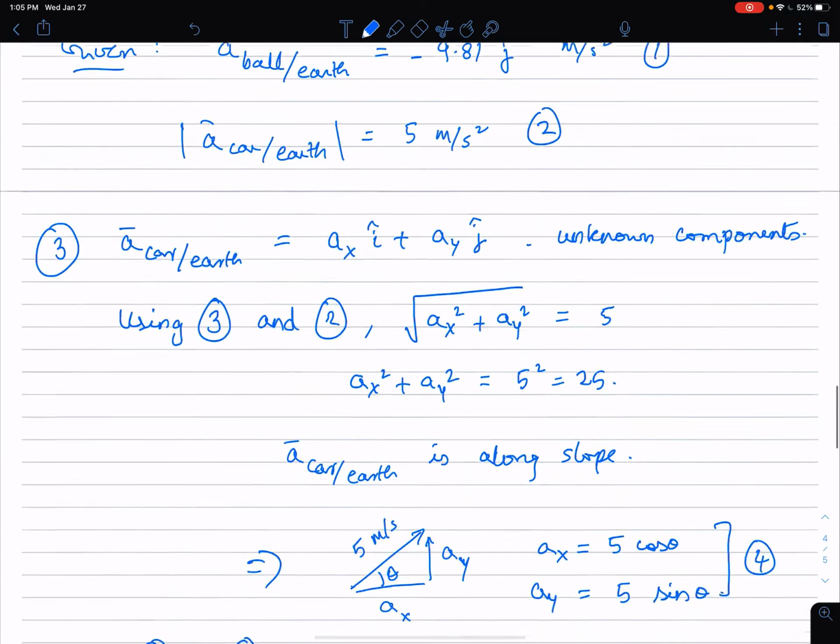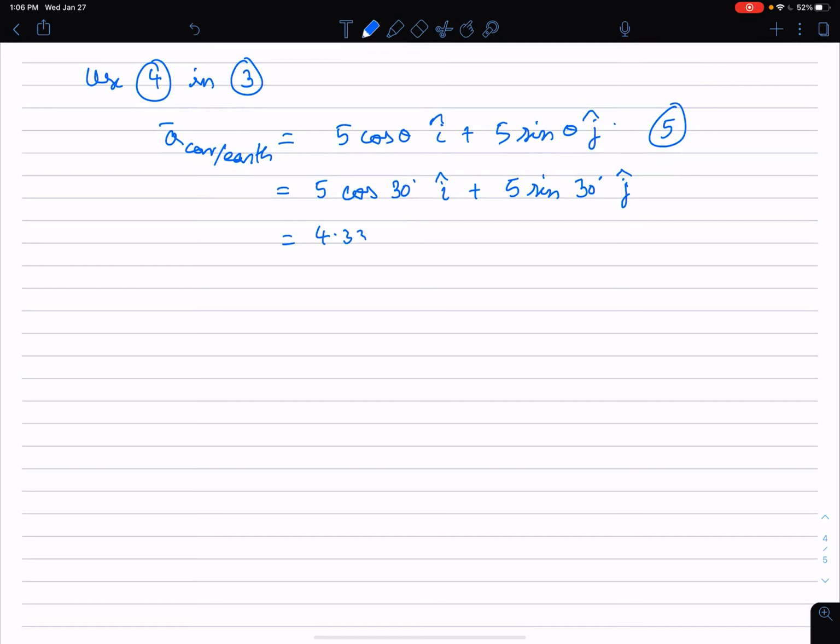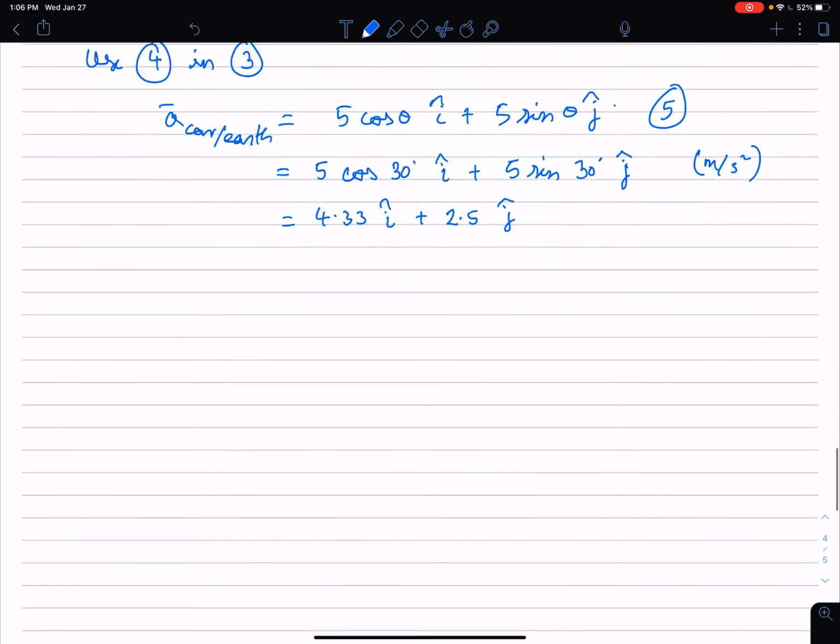Well, what is 5 cosine theta? If theta is 30 degrees. So I said if we don't say whether something is in degrees or radians, just assume that it's in radians. But if, of course, we say something is in degrees, then you should just use degrees. So 5 cosine 30 degrees happens to be 4.33 i. And 5 sine 30 degrees happens to be 2.5 j. Everything, of course, is in meters per second squared. Okay, because that's a of car with respect to Earth.